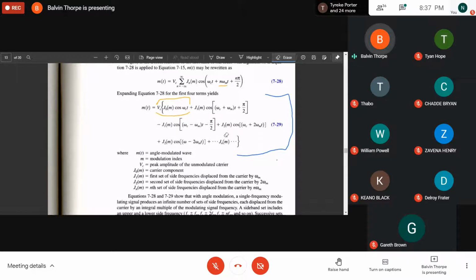When n is 2, that's what we're doing now. When n is 2, we have J2 of m cos of omega ct plus 2 omega m t plus 2 times pi over 2. You're going to be left with only pi, right?